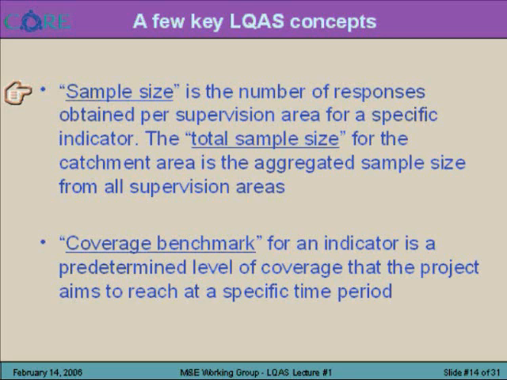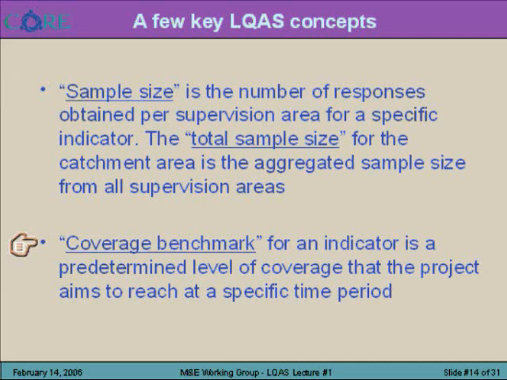We will also refer to the total sample size for the catchment area as the aggregated sample size from all supervision areas. That is, if for instance, the project defines 5 supervision areas and 19 observations have been taken in each supervision area, then the total sample size would be 95, the result of 19 times 5.